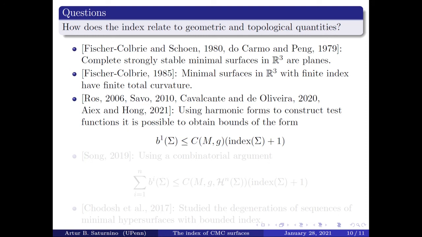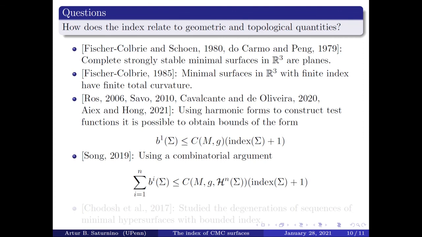There is another line of argument started by Ros and later developed by Savo and others, for minimal surfaces, but which turns out to also work for CMC surfaces and CMC hypersurfaces by work of Cavalcante and de Oliveira and Dias and Hong, that uses harmonic forms to construct test functions. Using this, it's possible to get bounds on the first Betti number, which usually looks something like this. So they are kind of affine bounds, which depend on the manifold. Hong is going to talk about his result in this conference, so I recommend you go take a look at his talk.